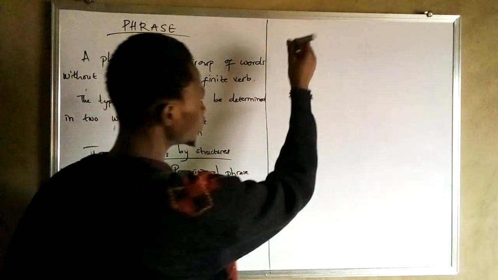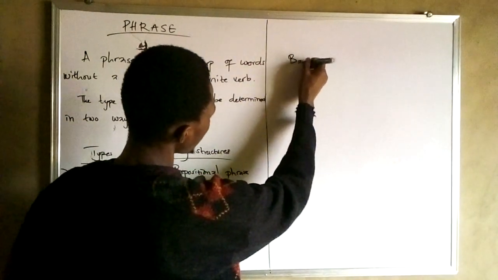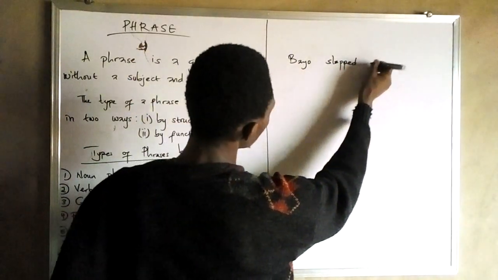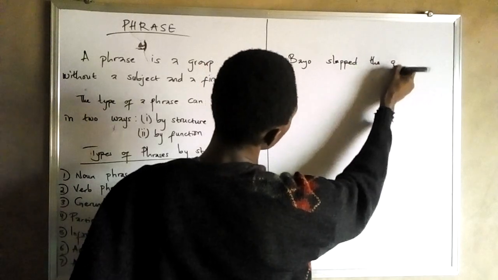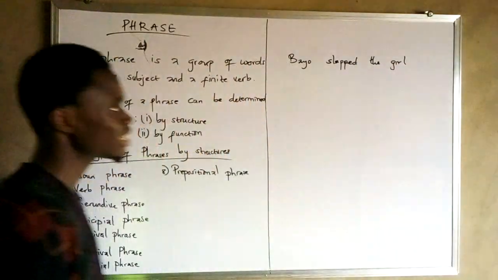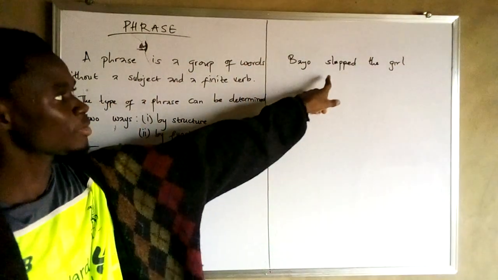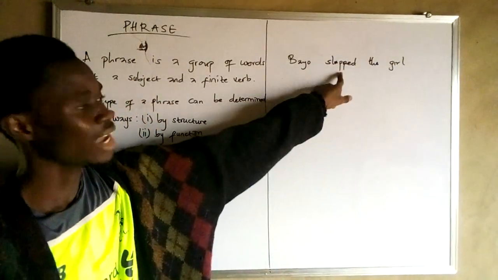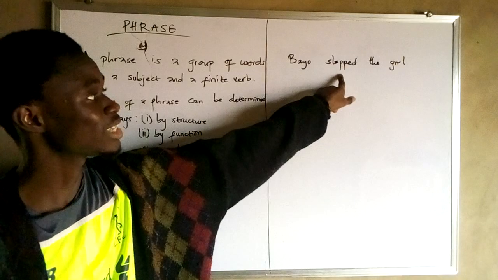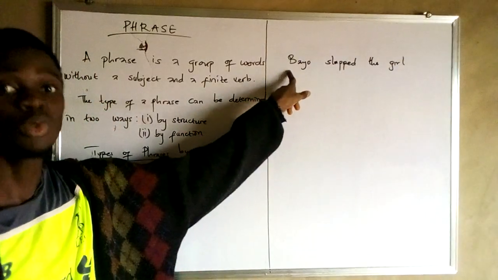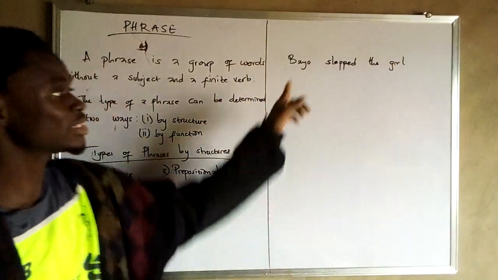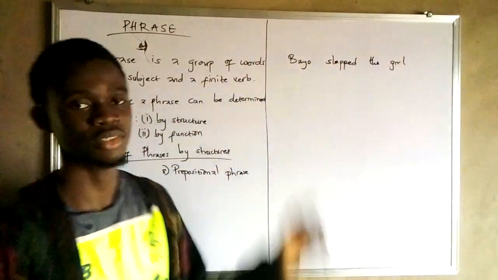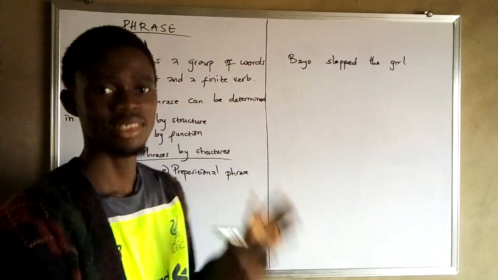Now, for example, Bayo slapped the girl. In this case, the verb in the sentence is slapped, and the doer of this action is Bayo, which is the subject of the sentence. This is the subject, and this is the action in the sentence. So the doer of this action is called a subject.